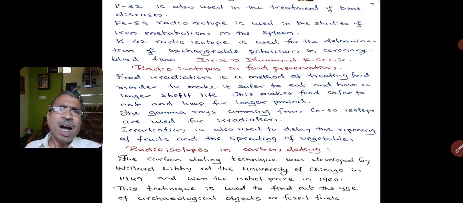Coming lastly to another important one, the radioisotopes in carbon dating. Knowing this technique, we can find out the age of the fossil fuels. The carbon dating technique was developed by Willard Libby at the University of Chicago in 1949 and won the Nobel Prize in 1960. This technique is used to find out the age of archaeological objects or fossil fuels.